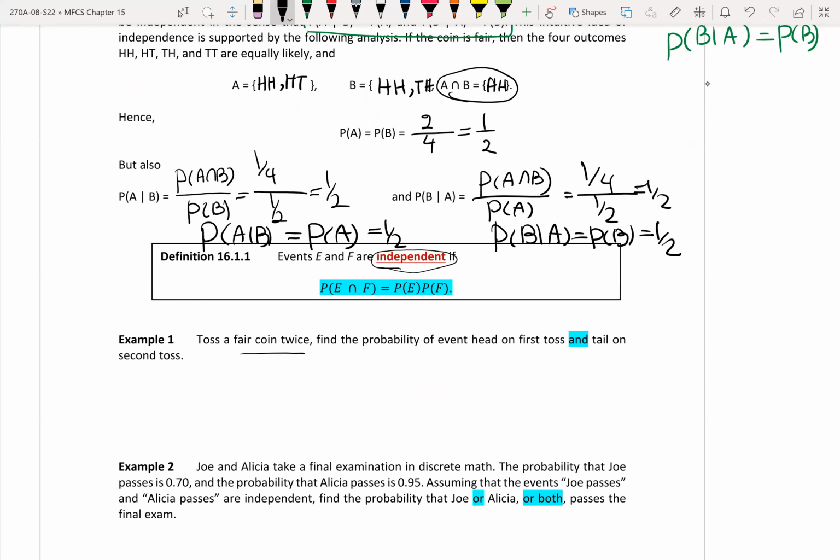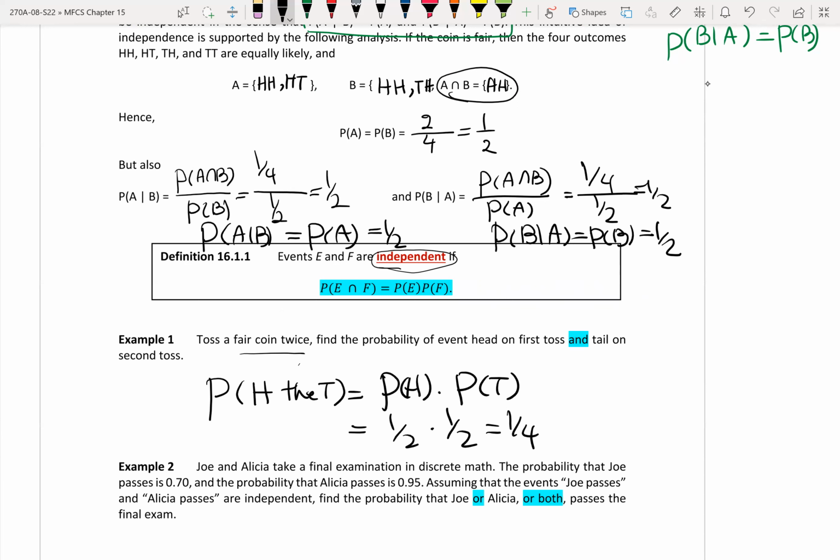Find the probability of event head on the first toss, and then tail on the second toss. 50-50, but then it's the probability of and. What is the and? Head and then tail. So it's the probability of having head times the probability of having tail. So it's going to be 50-50, as you said. Agree?